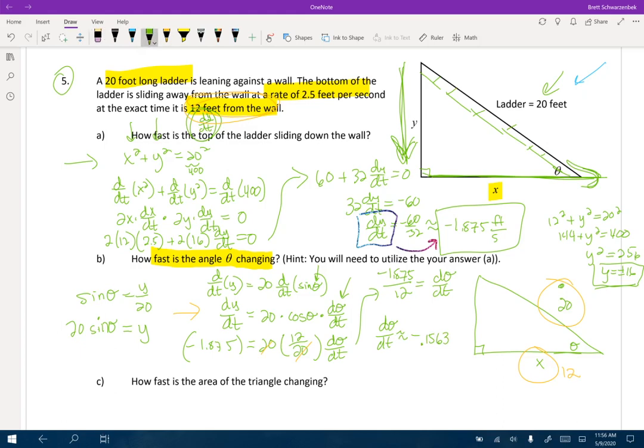Here's the difference: the label is not something you can really find. Anytime you find the change of an angle with respect to time, it's always the same exact label of radians per whatever time it is, second. So the answer is negative 0.1563 radians per second is how fast that angle is changing as the ladder slides away from the wall.